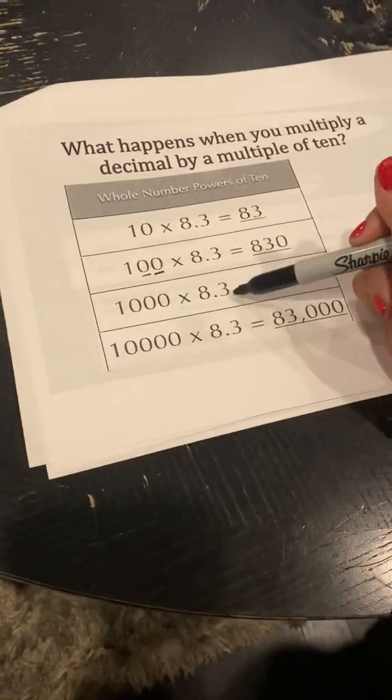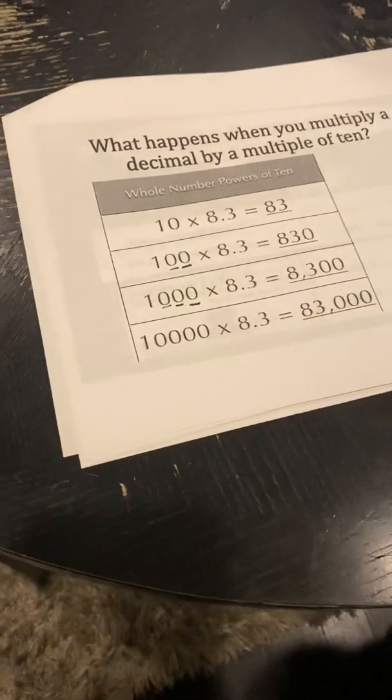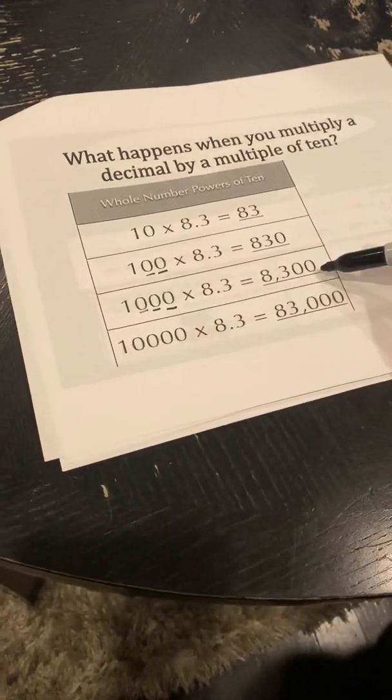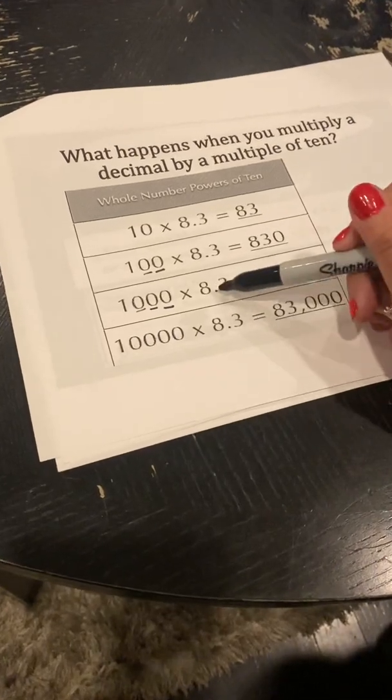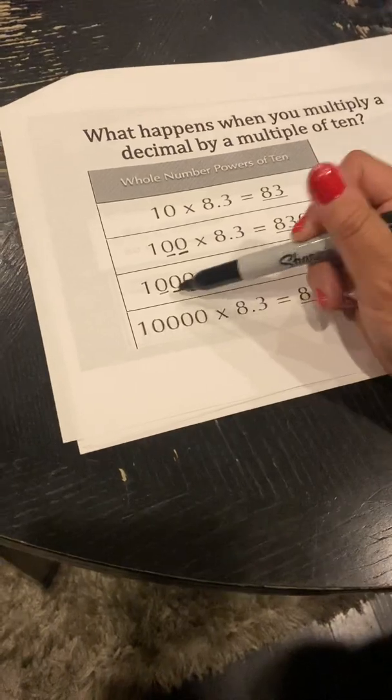Now for 8 and 3/10, if you're multiplying it times 1,000, we have 3 zeros or 3 groups of 10. And you notice here we have 8,300. So today we're going to learn how to take the decimal point and shift it over based on the number of zeros that we have in the factor. So we're going to start with guided practice number 1.